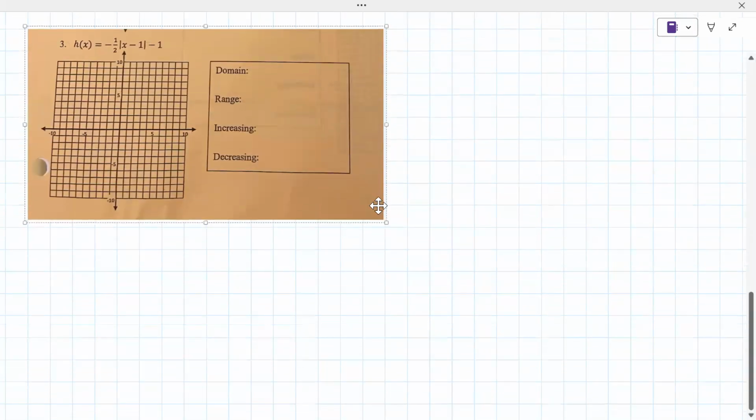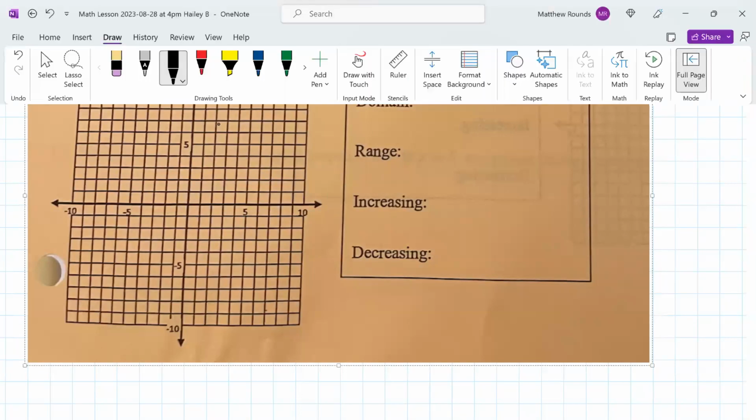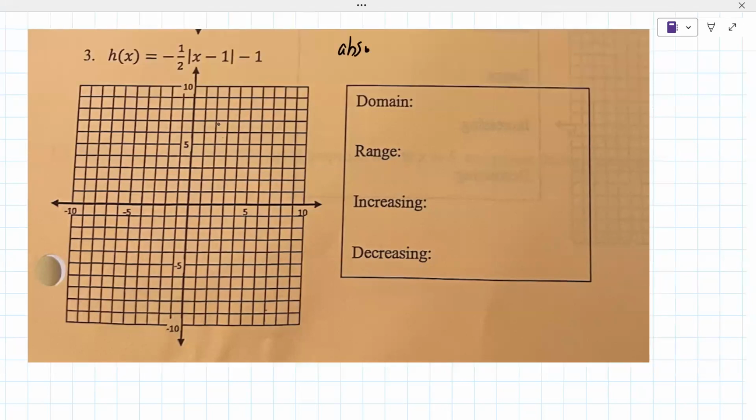Number three is number three. So absolute values are kind of like V quadratics. They are V-shaped. Maybe make that a little bit more of a V.